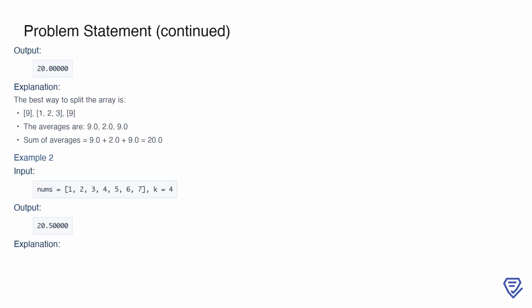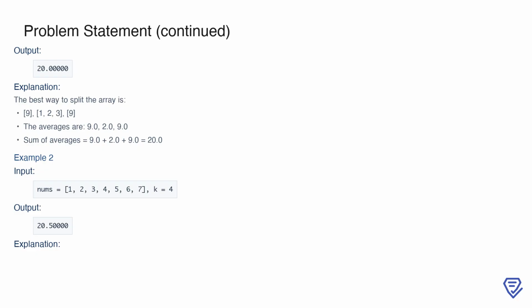To understand this better, let's look at the first example. Here, nums is 9, 1, 2, 3, 9, and k is 3. The optimal way to split this array into 3 subarrays is [9], [1, 2, 3], and [9]. For these subarrays, the averages are 9.0, 2.0, and 9.0, respectively. Adding these averages gives us a total score of 20.0. This is the maximum score achievable for this input.